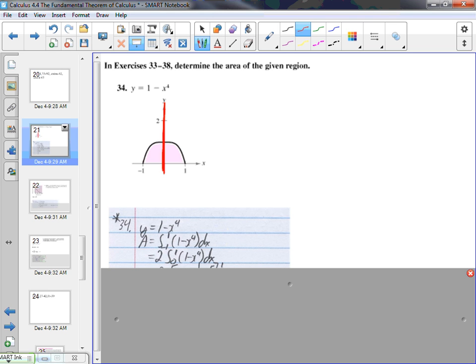Because I get to substitute in a 0, and at least in an algebraic function, that's almost always easy. So I'm going to do it this way. I'm going to make it 2 times the integral from 0 to 1 of 1 minus x to the 4th dx.